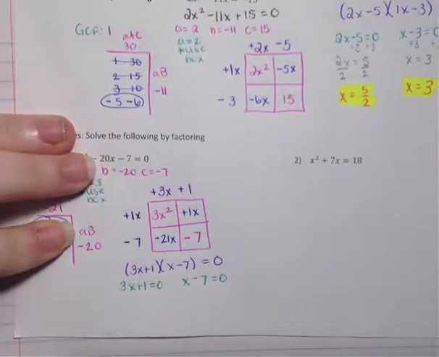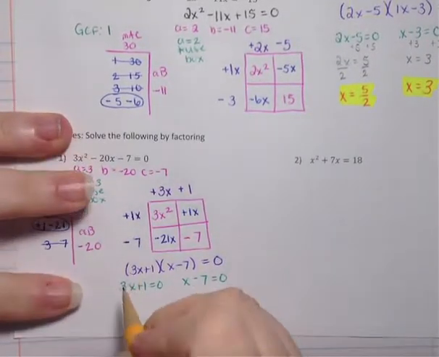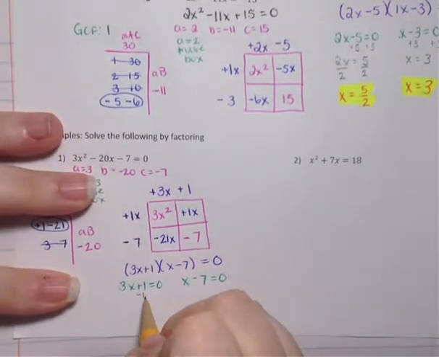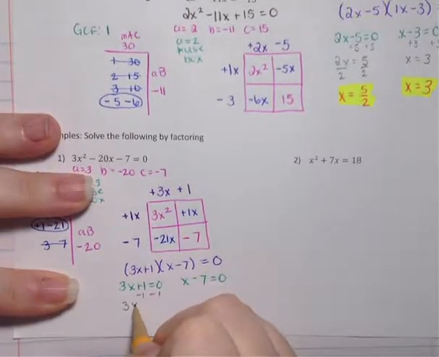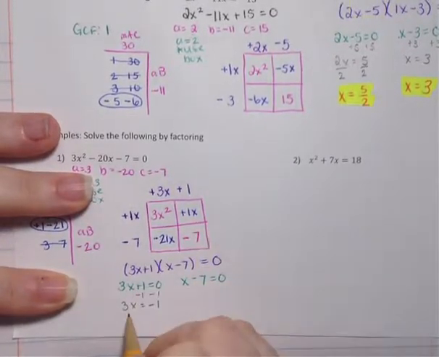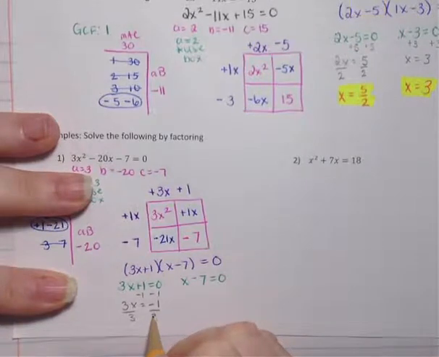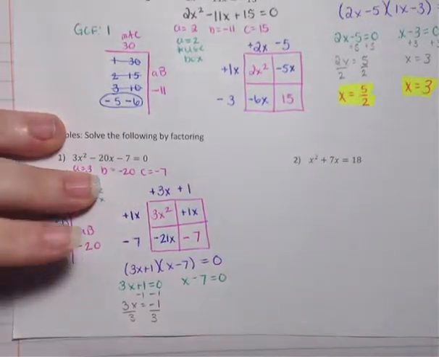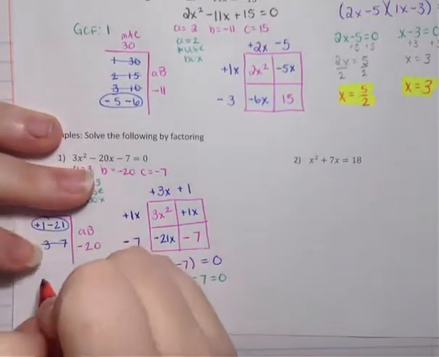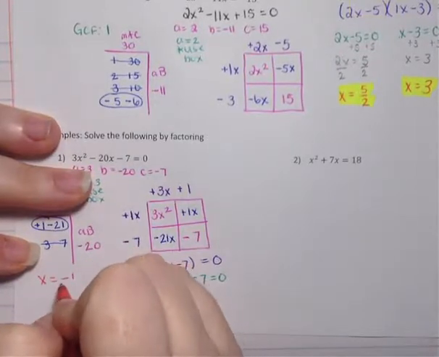And now we solve for those variable x's. So on this first one, we're going to subtract the 1. We'll have 3x equals negative 1. Then we're going to divide by 3 to get x alone. So our x value will equal negative 1 over 3.